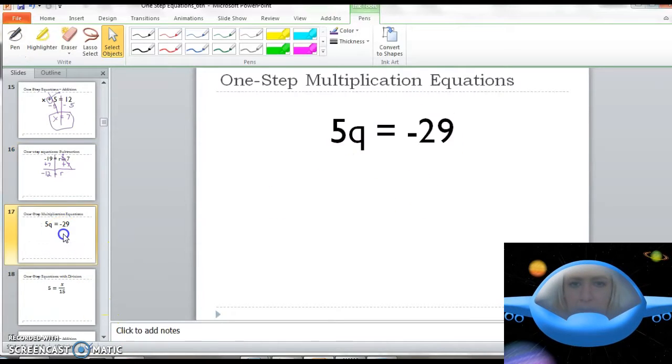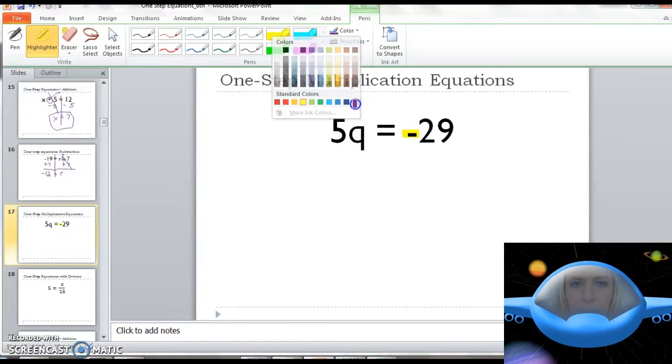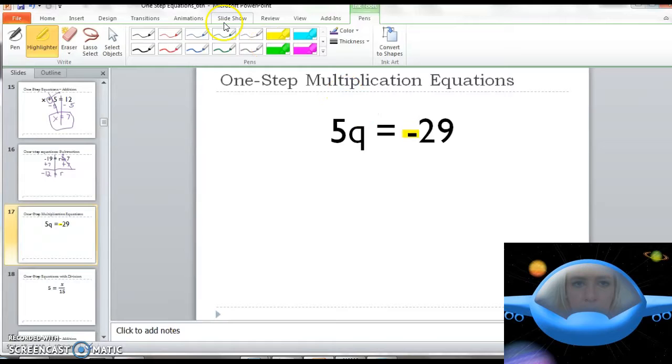So let's go on to our next slide. Again, you notice here I have another negative number. Some of you, it helps to highlight your negative, so you might want to do so. Oops, I did not want to highlight in the purple.